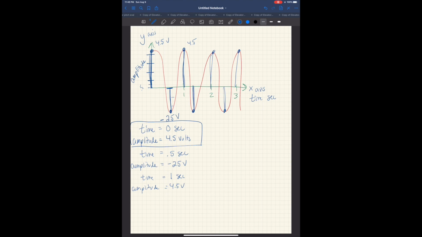And so it repeats. So this is the data we are actually recording when we are converting an analog signal to a digital signal. Then when we go to recreate the signal, we can do so because at 0 seconds we were at 4.5 volts. At 0.5 seconds we were at negative 2.5. At 1 second 4.5, and so on. And then we recreate the signal from the data that we gathered. This is basically how analog to digital conversion happens.